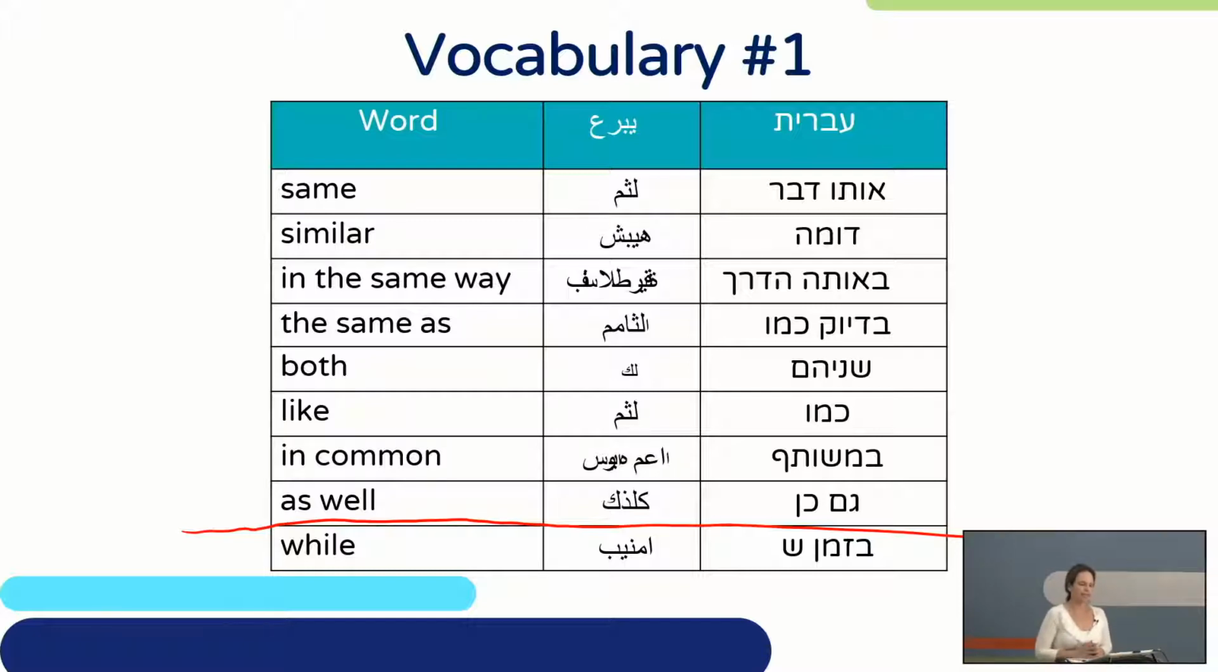The first word, same. Same is אותו דבר. Similar. Similar is דומה. In the same way, באותו הדרך. The same as, בדיוק כמו. Both. שניהם. Like. כמו.